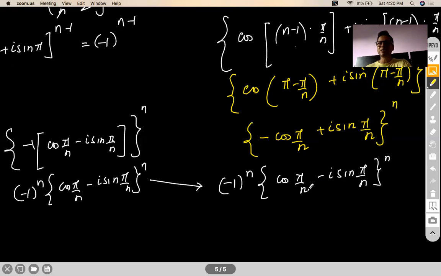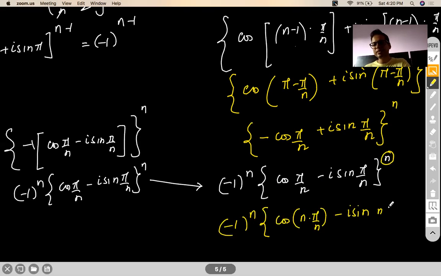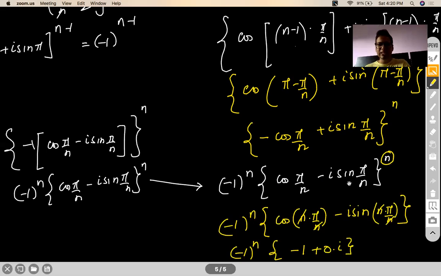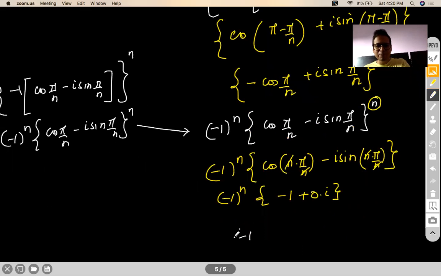Okay. Now, last class we had discussed that even if it is minus, this n can come and multiply. Now, n is an integer, that is for sure. So that will come and multiply. So it will become cos n into pi by n minus i sine n into pi by n. N gone. So this will give you minus 1 to the power n, and this will be minus 1, and this will be 0. Okay. So ultimately you get minus 1 to the power n plus 1.